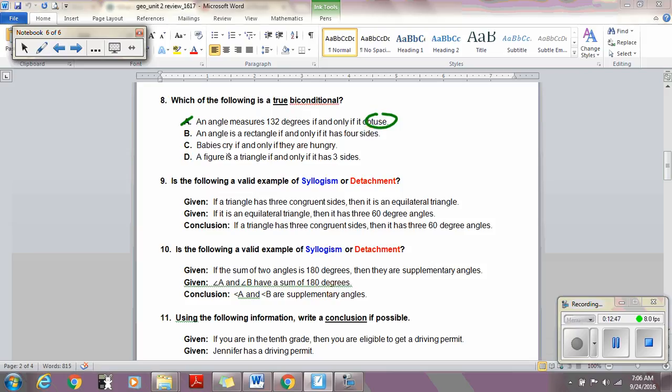But read it backwards. If it has 4 sides, then it is a rectangle. Is that always true? No. It could be a square. It could be a kite. It could be a trapezoid. So we have to eliminate choice B.